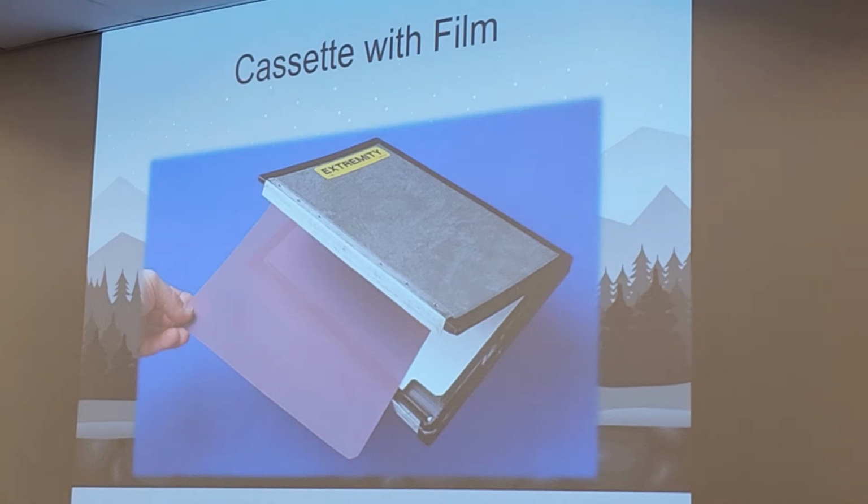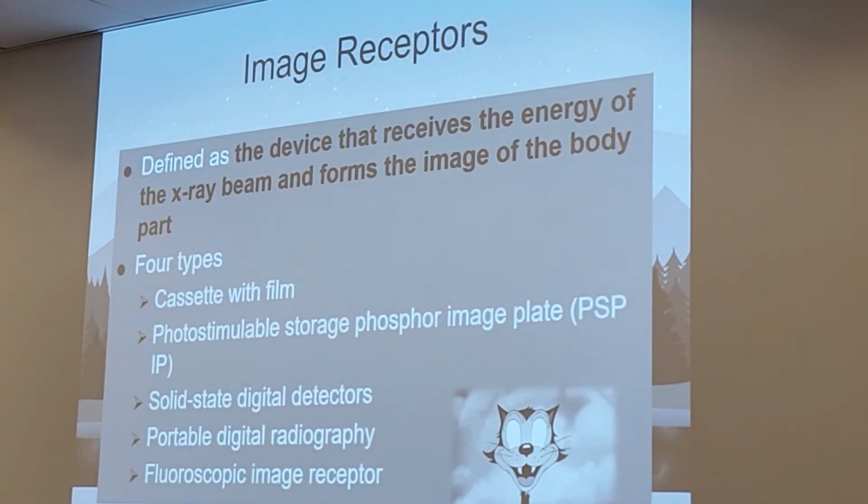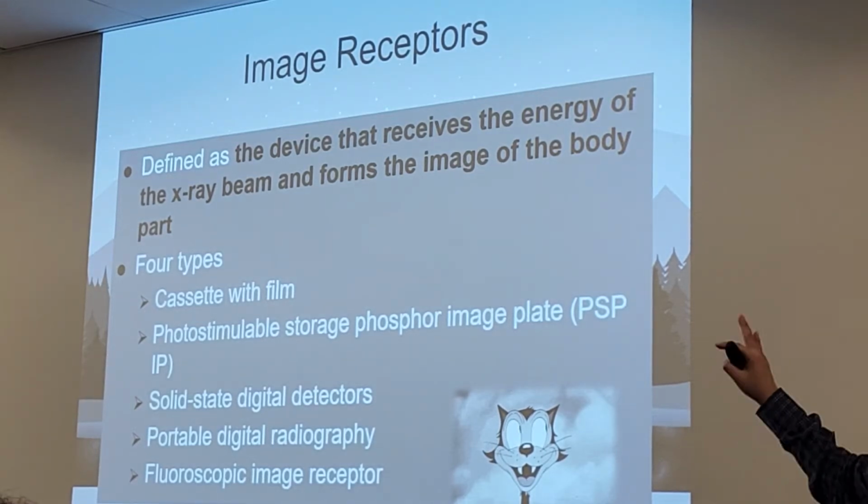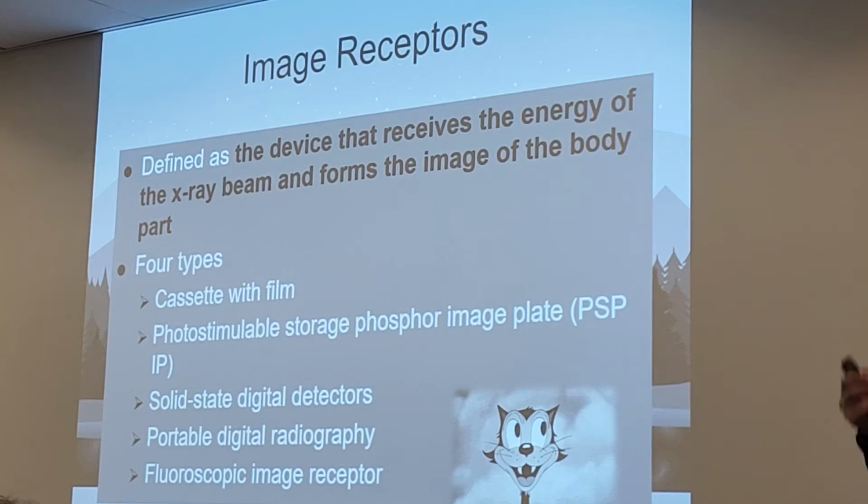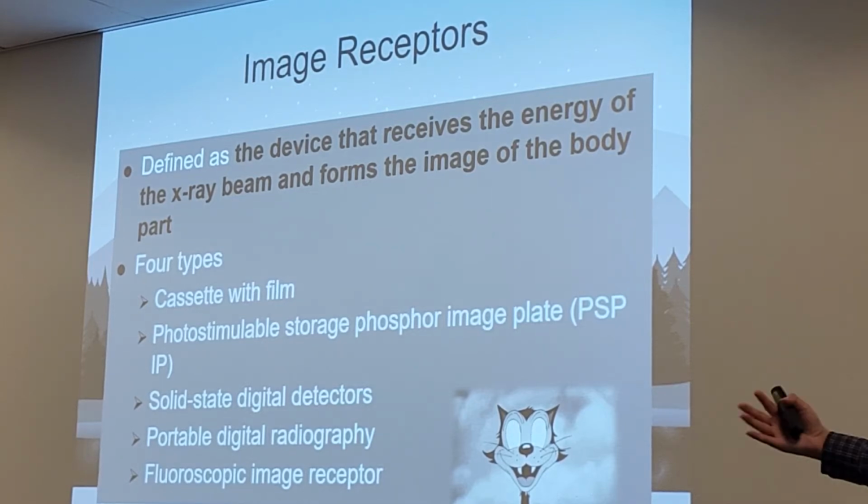I have a question about the silver thing, was that for the cassettes with the film? Correct. Those are made out of silver. These other ones used different materials. They're more expensive up front, like buying a solid state digital detector costs more than buying a film, but they're multiple use. So over their lifetime, they cost less.